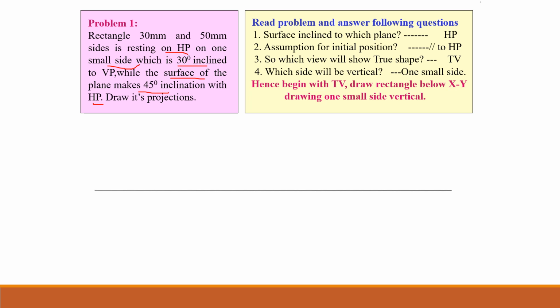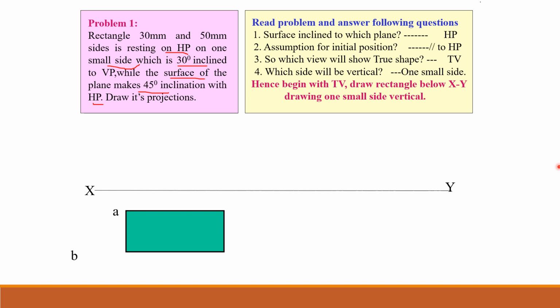First of all, we draw the xy line. This is the reference line, and then I have started the rectangle like this, with one of its sides perpendicular to xy, because a side is given here. Because we assume this plane is parallel to HP, I have drawn it below the xy line. In the question it is given that the small side is resting, so I have drawn the 30 mm side first and then the 50 mm side horizontally. I hope you got it.